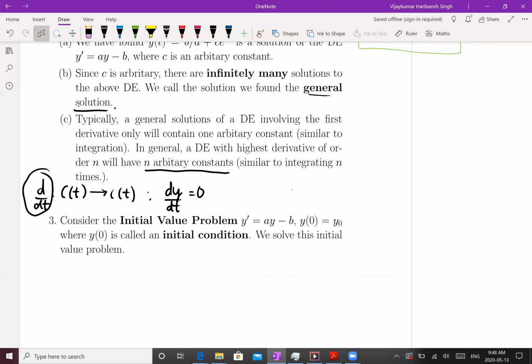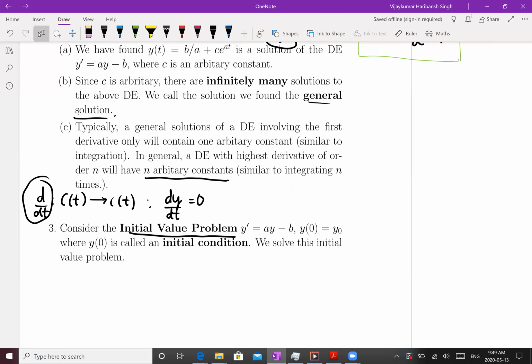So generally, you want to pick one solution which fits your physical problem, the problem you're trying to solve. Such problems are called initial value problems. Recall what the initial value problem was. You have y' = ay - b.